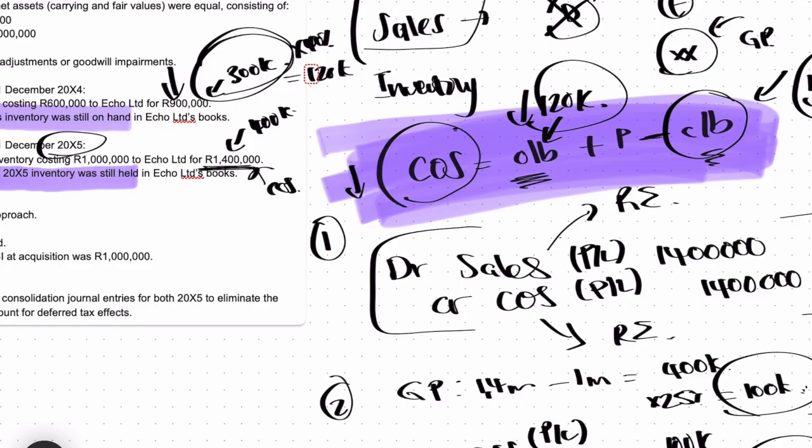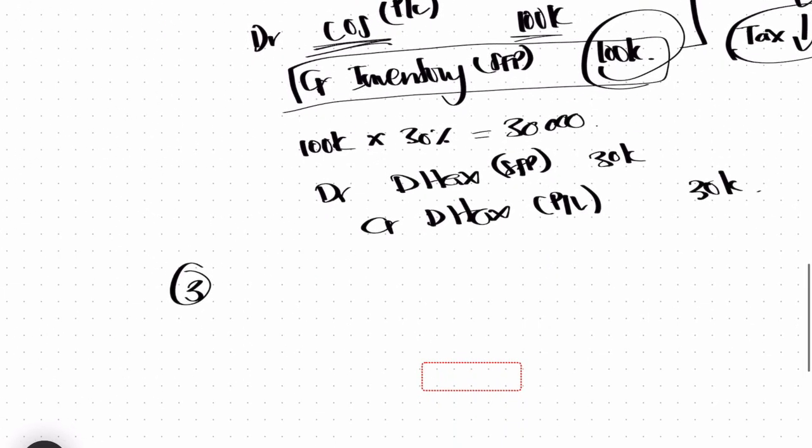So if my opening balance is going up by 120, then it means my cost of sales is going up by 120 as well. My cost of sales is overstated. So what do I need to do? I need to bring that down. And so in order to bring that down, I have to credit my cost of sales by that difference, and that is 120,000.